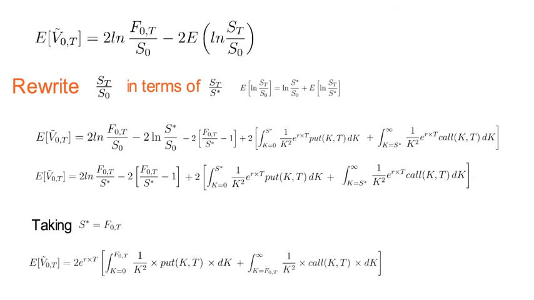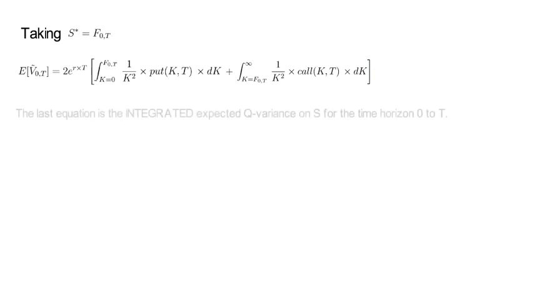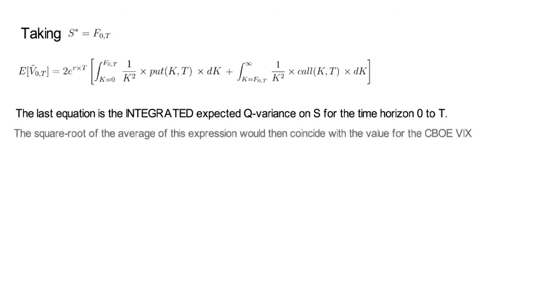which is just 2 times the exponential of the risk-free rate times t times 2 integrals. One is the weighted integrated put price, and the other one is the integrated call price on the underlying. So note that last equation is the integrated expected Q variance on S, where we here assumed S is the S&P 500 for the time horizon of today up to maturity capital T. So the square root of the average of this expression would then coincide with the value for the CBOE VIX. So the VIX would be defined to be the square root of the expected value of V tilde 0t divided by capital T. And the CBOE uses this last formula to compute its value for the VIX.